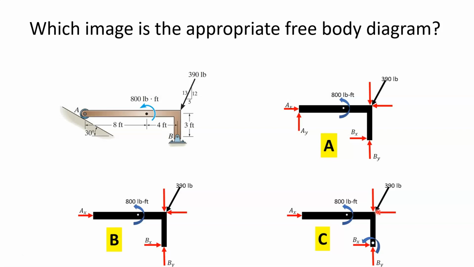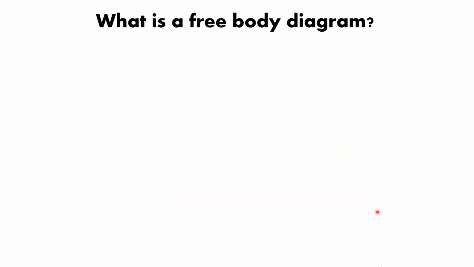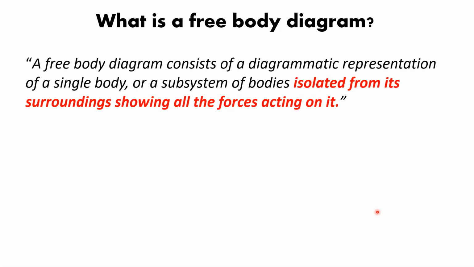So what I did was I looked at this and decided, okay, before we go on, let's try to define what exactly a free body diagram is. So I looked up an official definition, not just me winging a definition at you. A free body diagram consists of a diagrammatic representation of a single body or a subsystem of bodies isolated from its surroundings, showing all of the forces acting on it. Again, something very important: isolated from its surroundings, showing all of the forces acting on it.